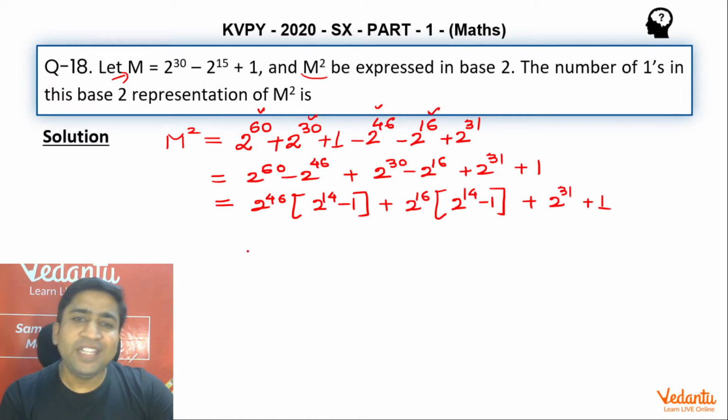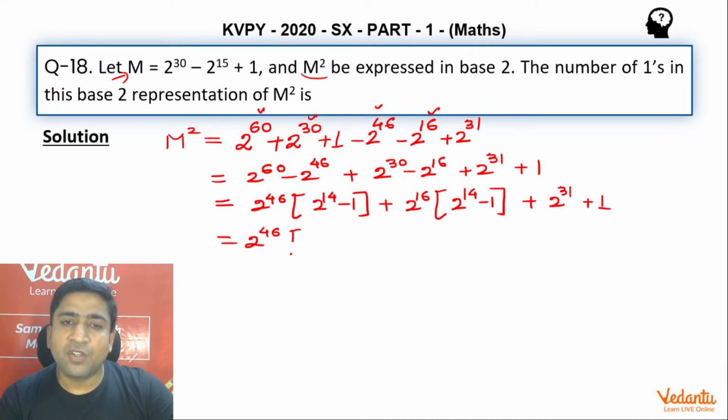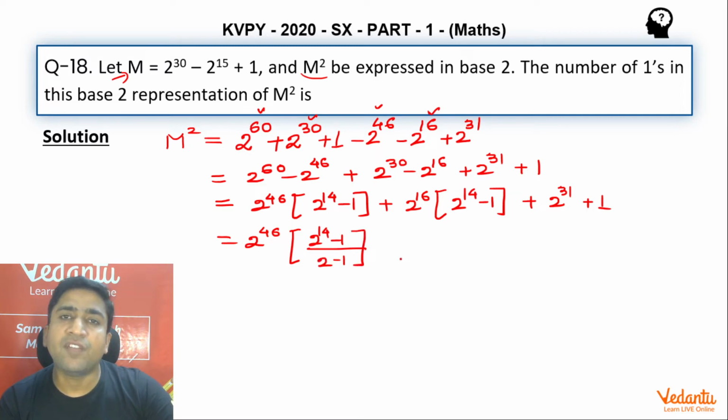Now, the only thing I would like to say, guys, I hope no one will have any problem: if I write in the denominator 1, I can write it as 2 minus 1. I hope no one will have any issues. Similarly, I'll do it in the second pair, second component also: 2 to the power 14 minus 1 upon 2 minus 1.